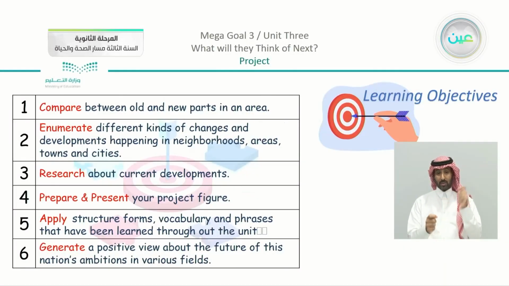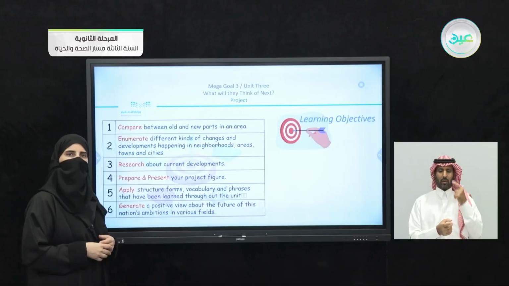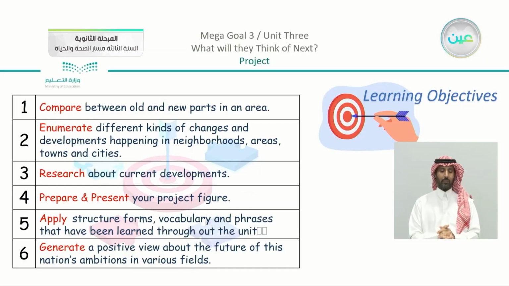Our objectives are, number one, to compare between old and new parts in an area, like the pictures that I have showed you, and you can think about other things to compare. Number two, to enumerate different kinds of changes and developments happening in neighborhoods, areas, towns, and cities. Research about current developments. Prepare and present your project figure.